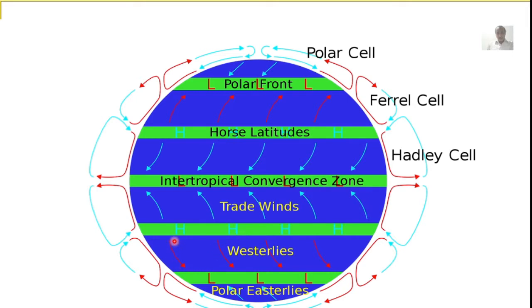Similarly, here also the wind blows from the high pressure region to the low pressure region. These kinds of winds are called westerlies. Due to the Coriolis effect, these winds bend towards the west direction due to the Coriolis force. These kinds of winds we call trade winds. The winds blowing towards the west direction in these two bands we call the trade wind band. This is a trade wind band. This is also a trade wind band.